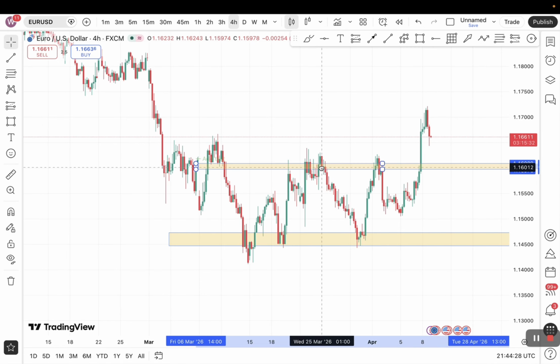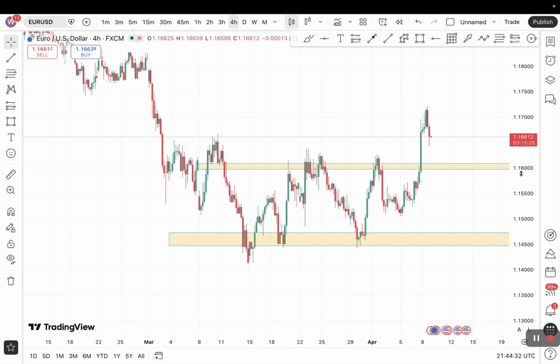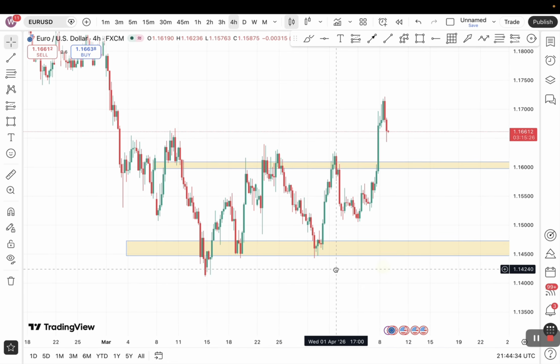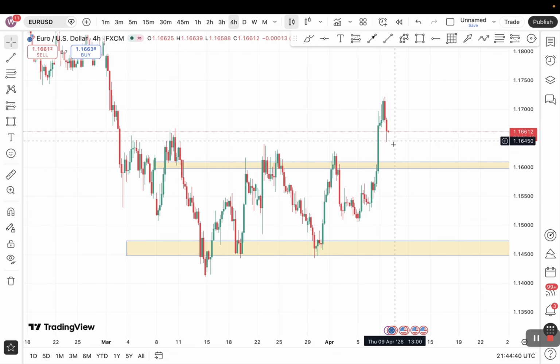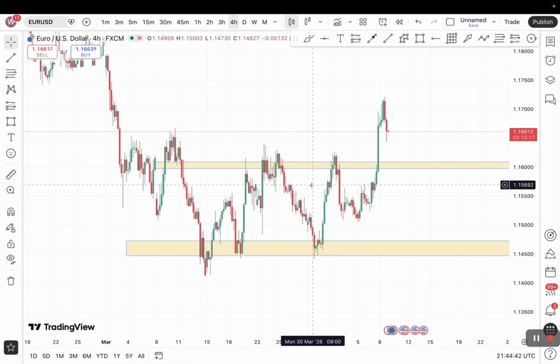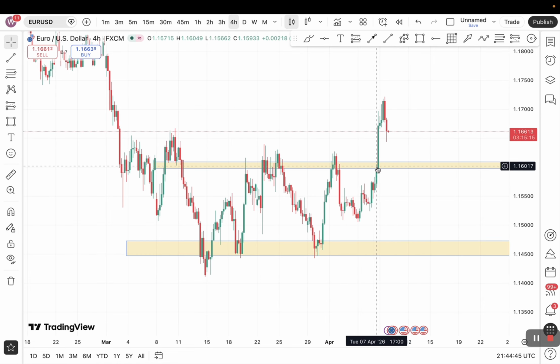This is the recent support level. You can see on the 4-hour candle, I've already explained everything to you. You draw the support, but the market just broke it. The market just broke the resistance level right now.